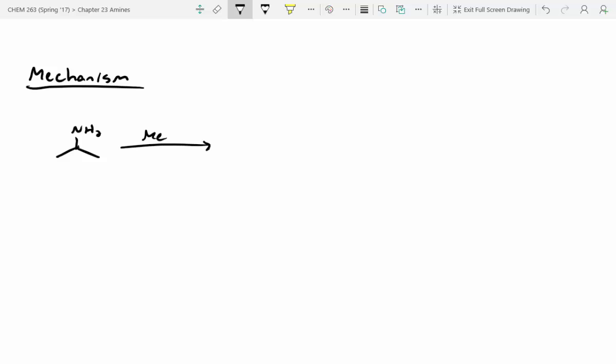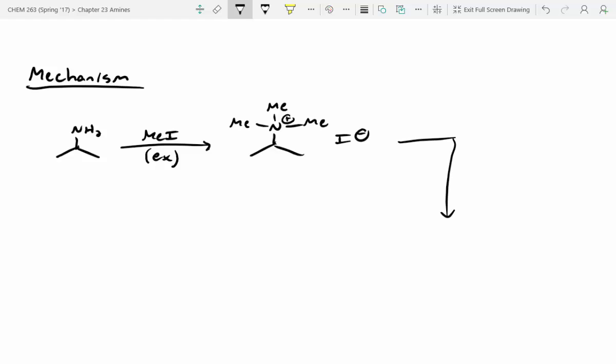All right, so methyl iodide, we said in excess, will give you these 3 methyl groups, positive charge, and we'd have iodide as your counter anion. You could treat this with sodium hydroxide if you want. Or there's another common reagent that's used.